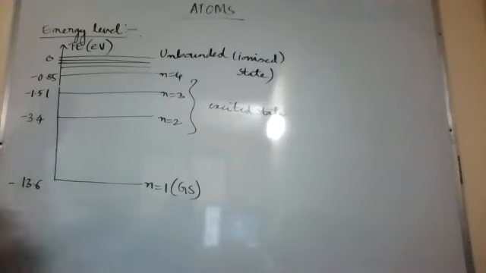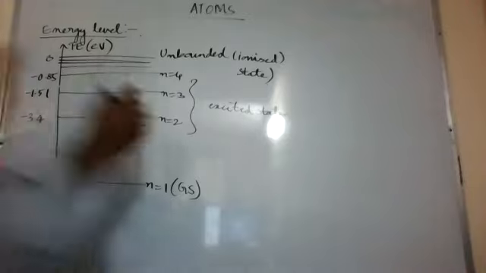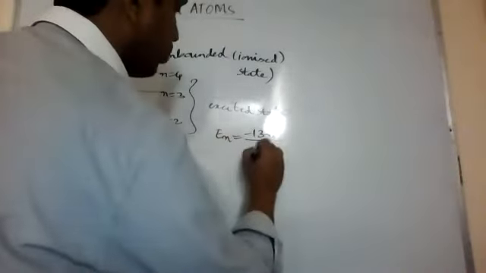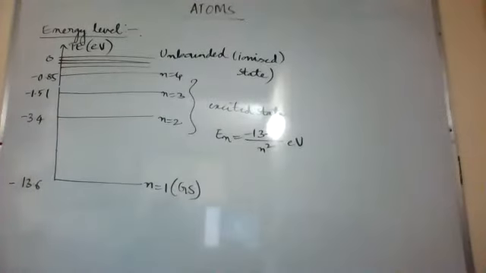Are these fixed values? Yes, they found them out. You just substitute, it is very simple. The calculator can do it. Just divide minus 13.6 by n square. The formula for this is En is equal to minus 13.6 divided by n square. Do it now, you will get the answer. That's it.